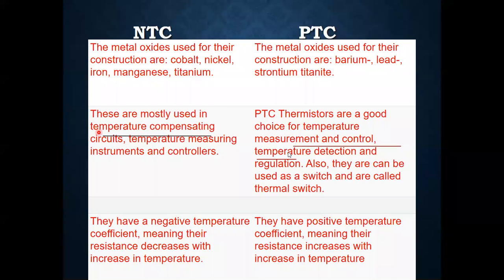PTC we can use for temperature measurement and control, temperature detection and regulation, and also as a thermal switch. PTC can be used as a thermal switch. So what NTC and PTC are, I have explained in detail.